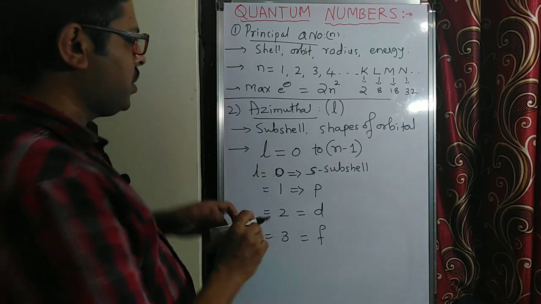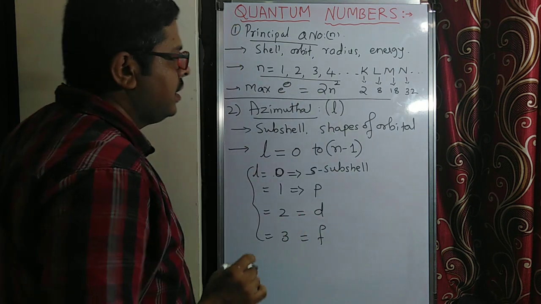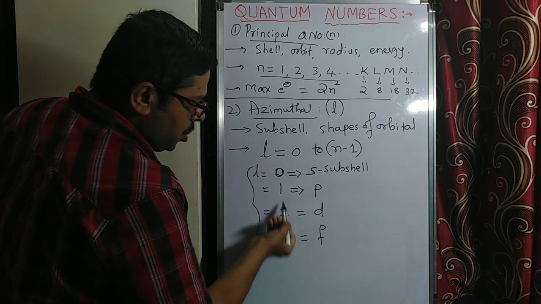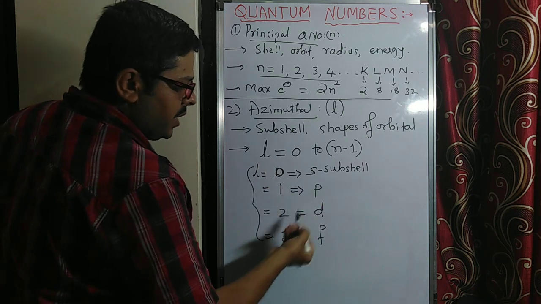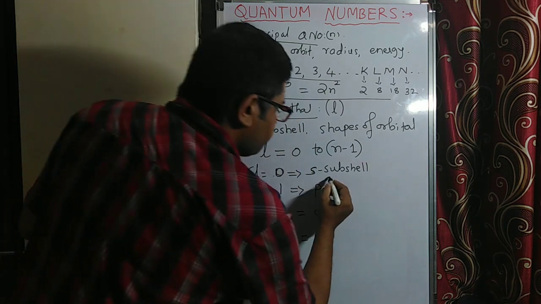So the very important point is this. Don't forget. The n value starts with 1, 2, 3, 4. The l value starts with 0, 1, 2, 3. 0 means s, 1 means p, 2 means d, 3 means f. Fix this point in your mind.